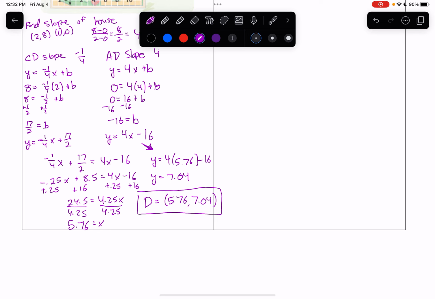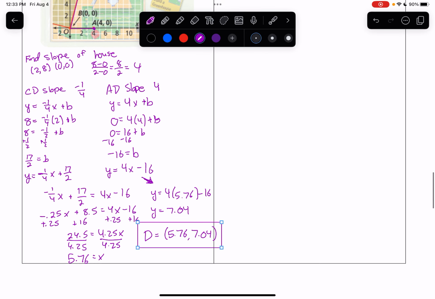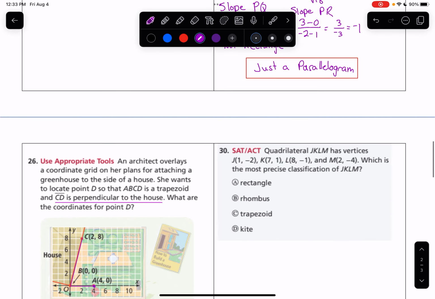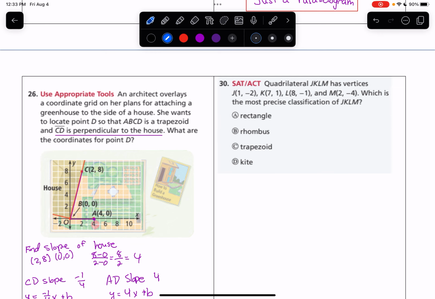That's a lot of work just for one problem, but that's okay. We just have some longer problems in this section. If we wanted to, we could show where this is. So 5.76, 7.04, something like this, I think. Let's see. Like right there. And we could then draw our shape in. There we go.